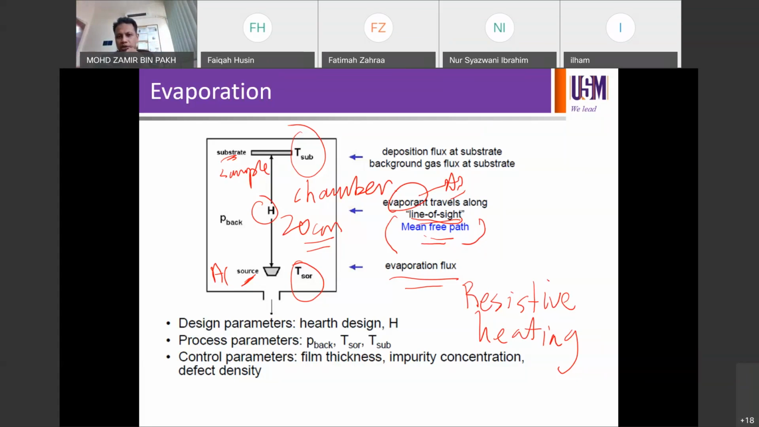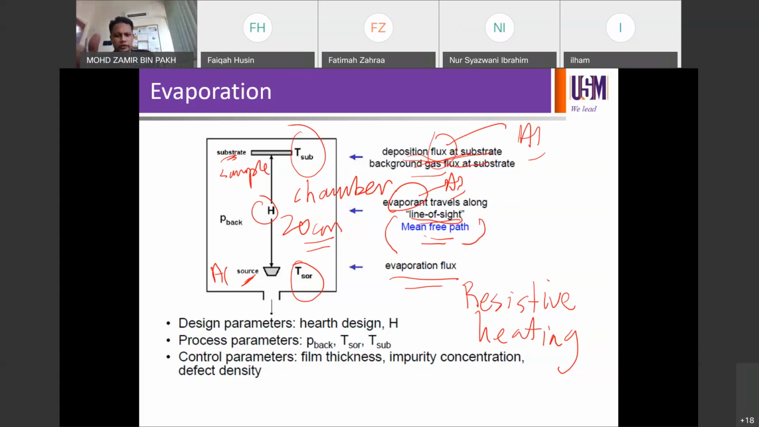Then eventually it's going to be deposited on your substrate, right? Deposited flux is basically your material, aluminium in this case. It's going to be deposited on the substrate, and after the process you're going to have your film deposited on your substrate, glass, wafer, whatever. So these are among the parameters that you have to know during a typical evaporation process.